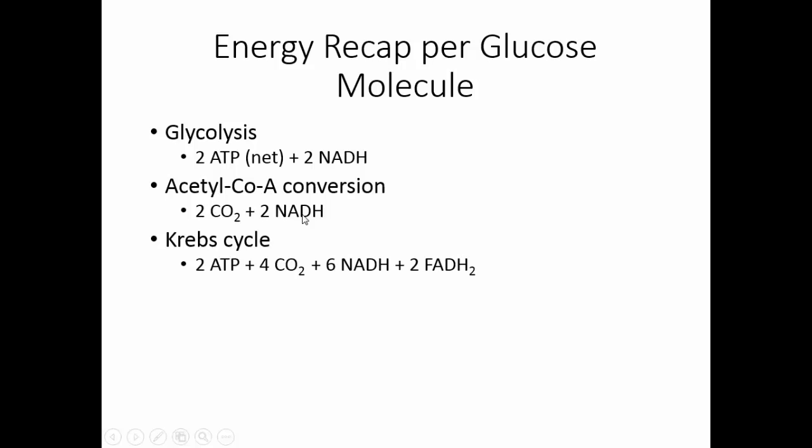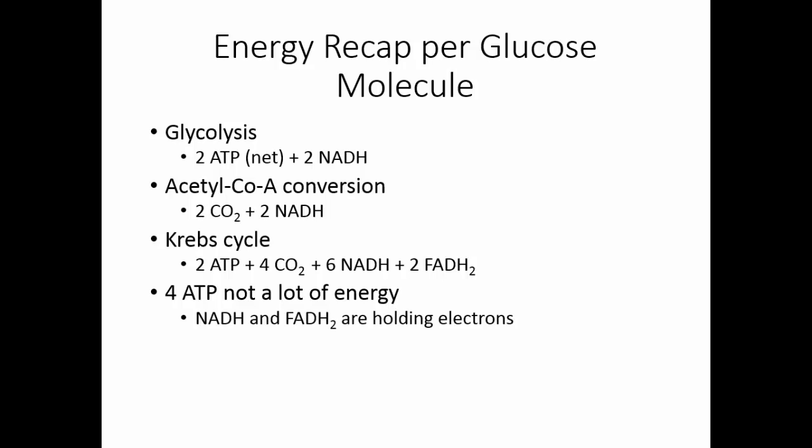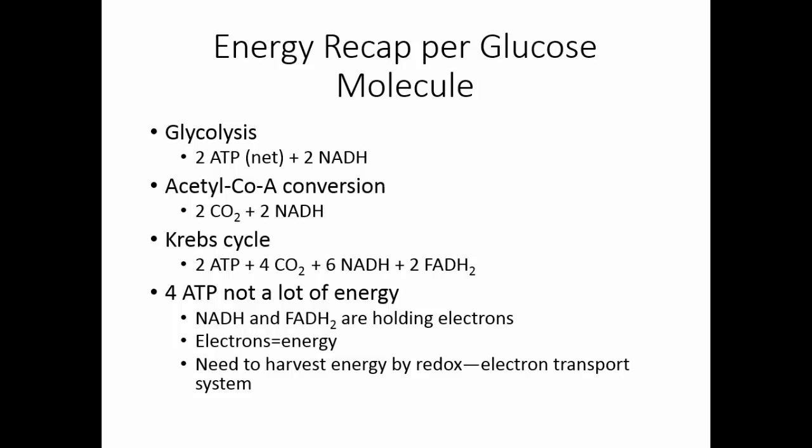Out of the Krebs cycle, we get 2 ATP, we get 4 carbon dioxide, but again, we get some more of these electron holding molecules. 4 ATP is not a whole lot of energy to get out of a glucose molecule, but we do have NADH and we do have FADH2. These molecules are holding electrons, and electrons are energy. So we need to harvest that energy, and to do this, we're going to use redox reactions.